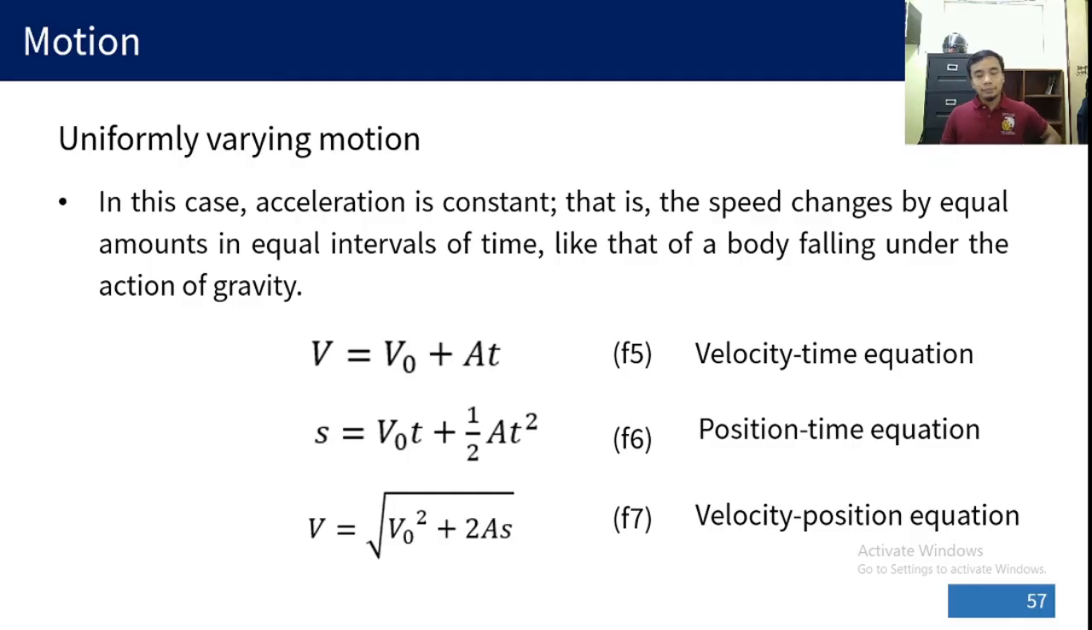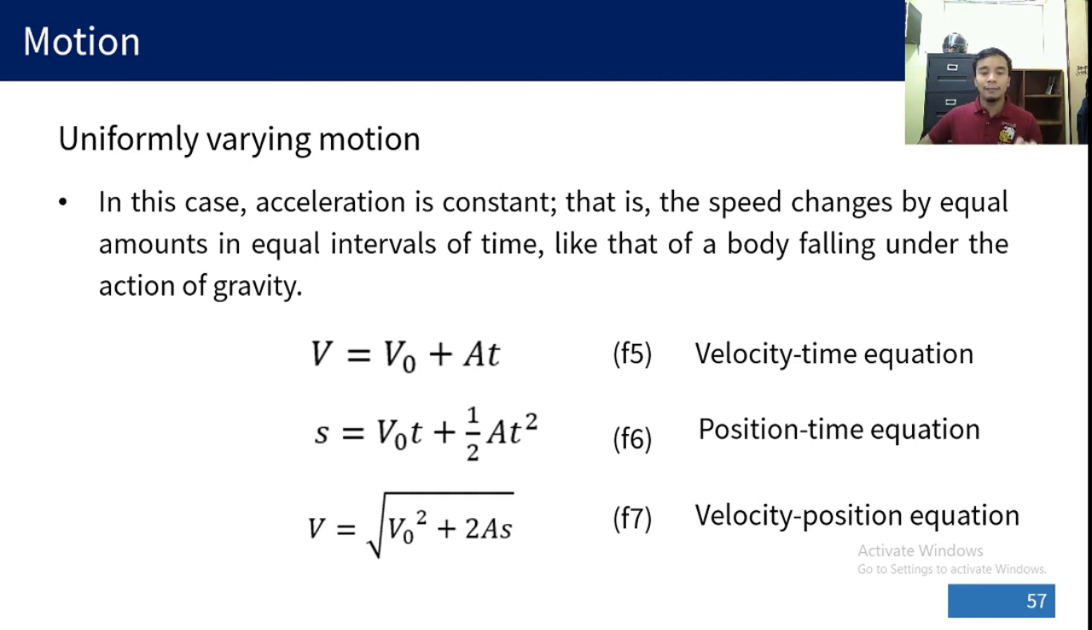So as an assignment for you under uniformly varying motion, your assignment is to derive these F5, F6 and F7. But there's no submission for that. It is just homework, and you do research.